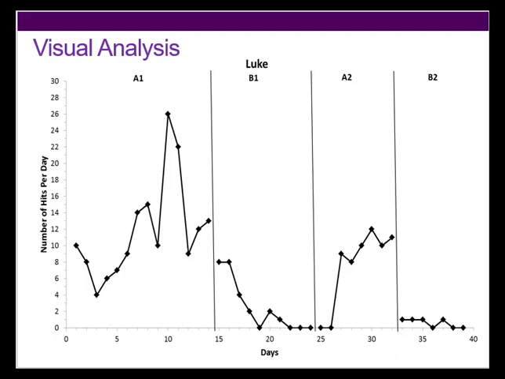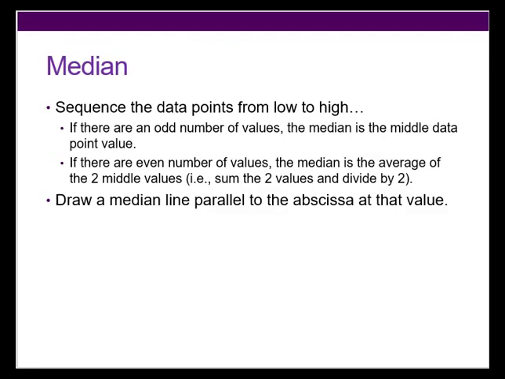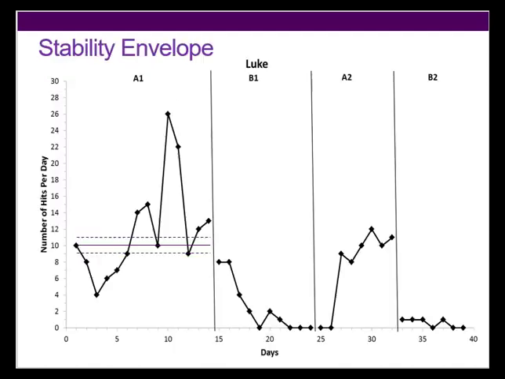Well, to figure this out, we first make a simple calculation of the median. The rule is that when 80% of the values in a condition fall within 25% range of the median level of all data point values of a condition, we can consider the data stable. To find the median, sequence the data points from low to high. If there are an odd number of values, the median is the middle data point value. If there are an even number of values, the median is the average of the two middle values. Draw a median line parallel to the abscissa at that value.